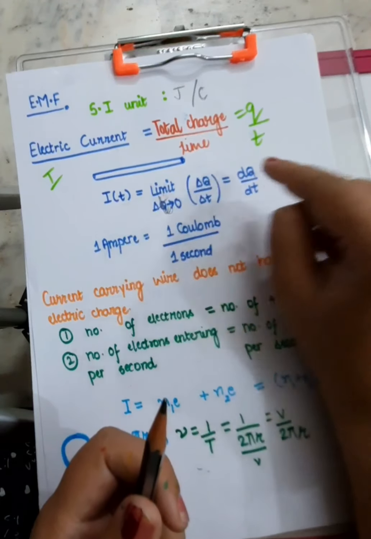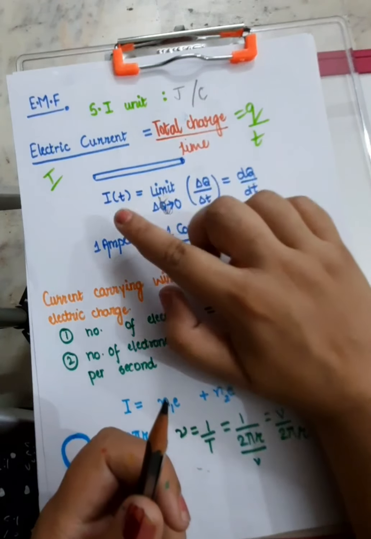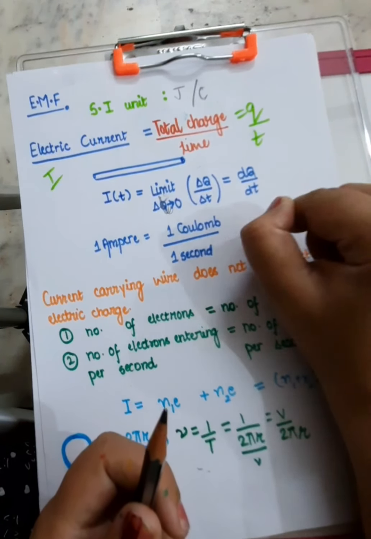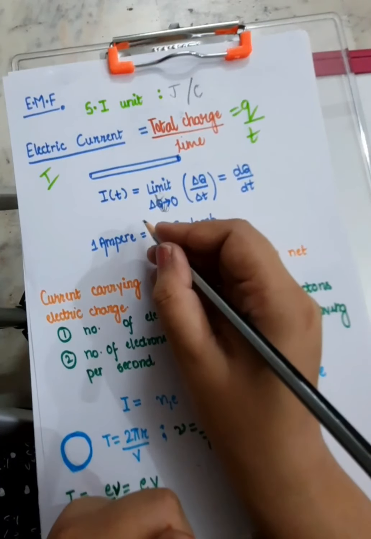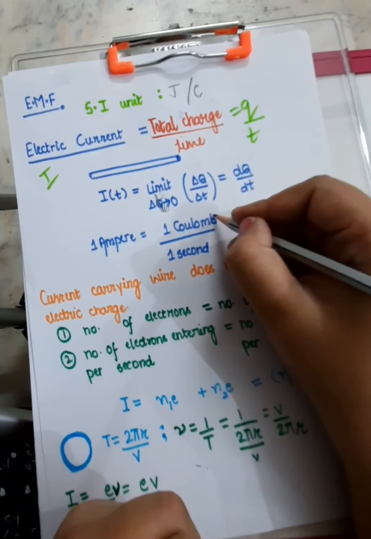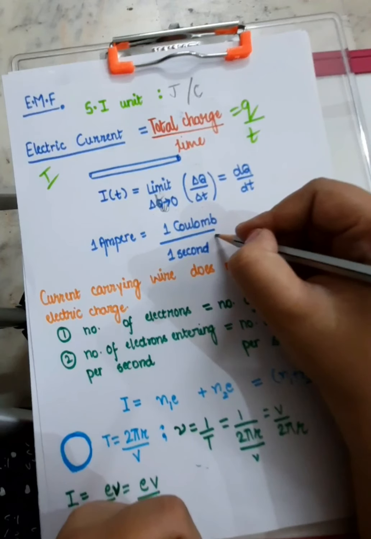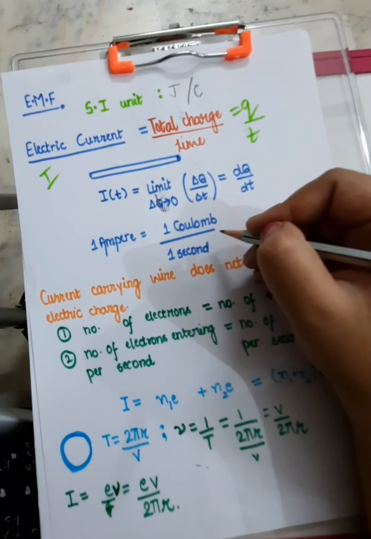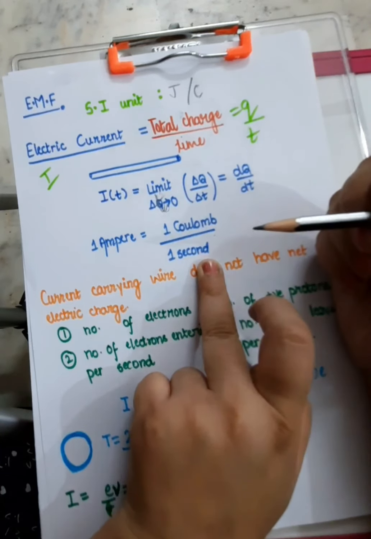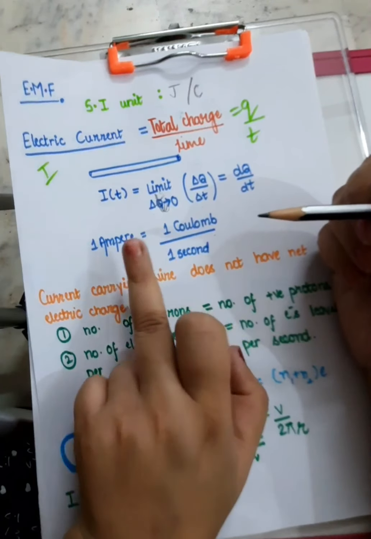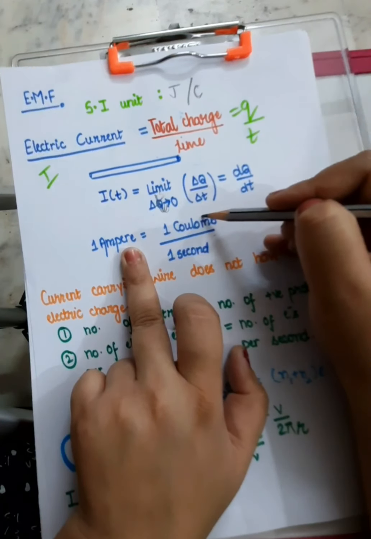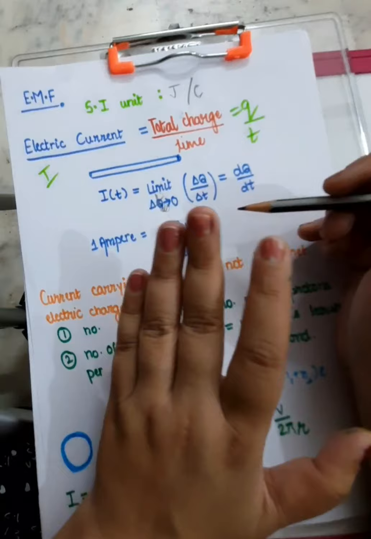So current is basically the first derivative of charge with respect to time, and current is measured in amperes, which is the SI unit of current, and charge is measured in coulombs, time is measured in seconds. It's the SI convention. So 1 ampere equals 1 coulomb divided by 1 second. In case I ask you to define 1 ampere, 1 ampere is the current flowing through this wire when 1 coulomb of charge flows in 1 second, right?